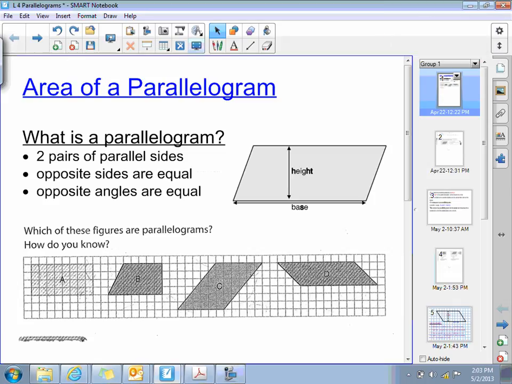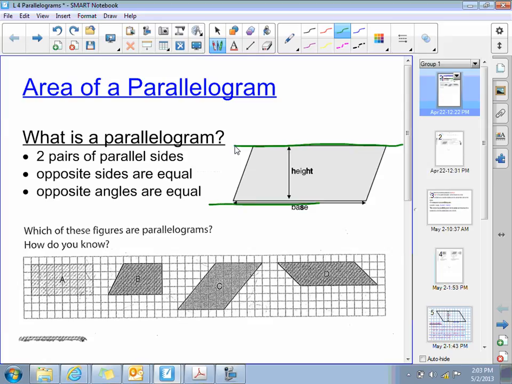What is a parallelogram? A parallelogram is a shape that has two pairs of parallel sides. The opposite sides are equal and opposite angles are equal. Let's start with the parallel sides. We'll take essentially what is the top and bottom of my figure.